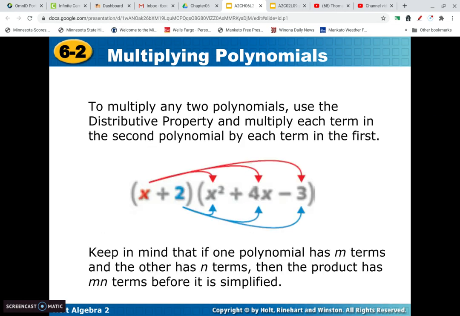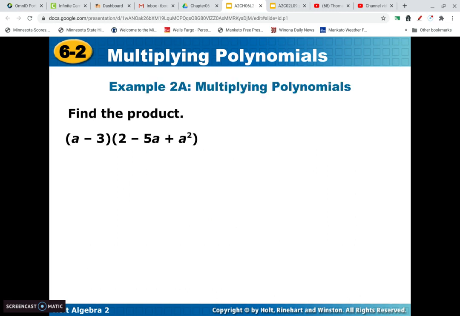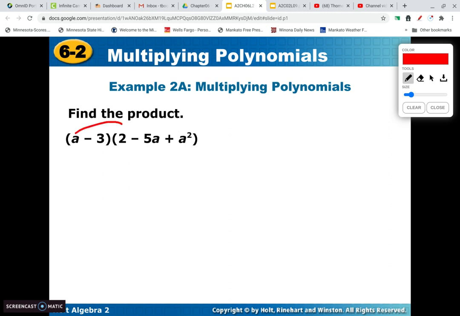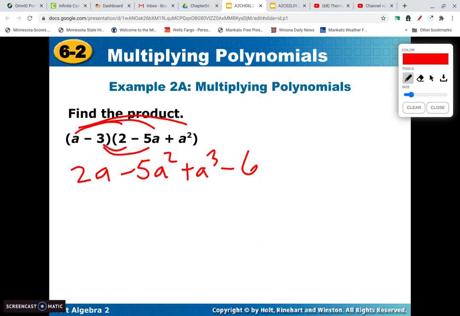All right, now again, to multiply, just make sure that everything gets distributed throughout. So when we do something like this, we're going to get a 2a, then we're going to get a negative 5a squared, and then plus a to the third. All right, then we take the negative 3 through, we get a negative 6, positive 15a, and a negative 3a squared. Lots of places to make silly mistakes.